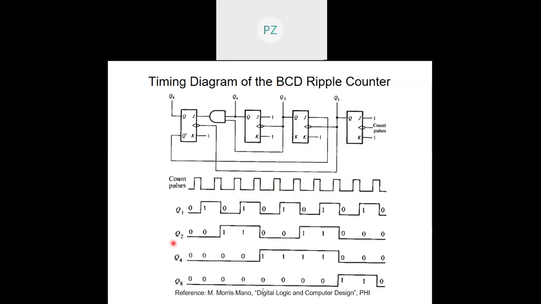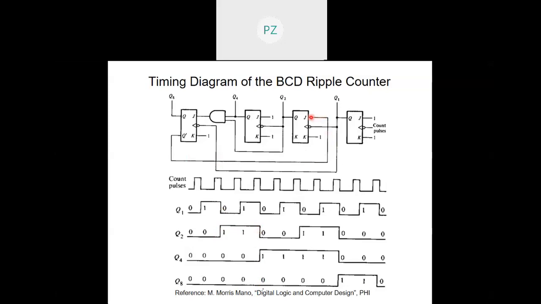Now coming to Q2, you see, Q2 is basically receiving the input from here, right? So K is 1, but it will toggle when QA dash is 1, right? When QA dash is 1, then only it will toggle. If this is Q8, then QA dash will be the complement of it. So it toggles at the first negative edge, and then it remains so for two consecutive clock pulses, and then it toggles again because QA dash is still 1, right? It toggles.